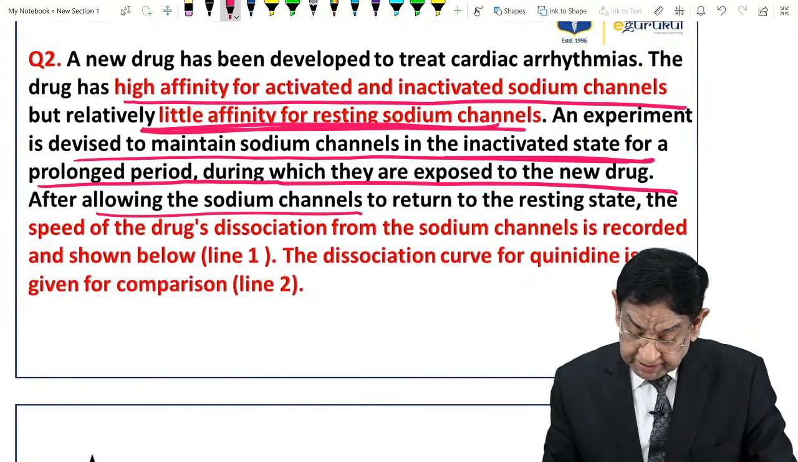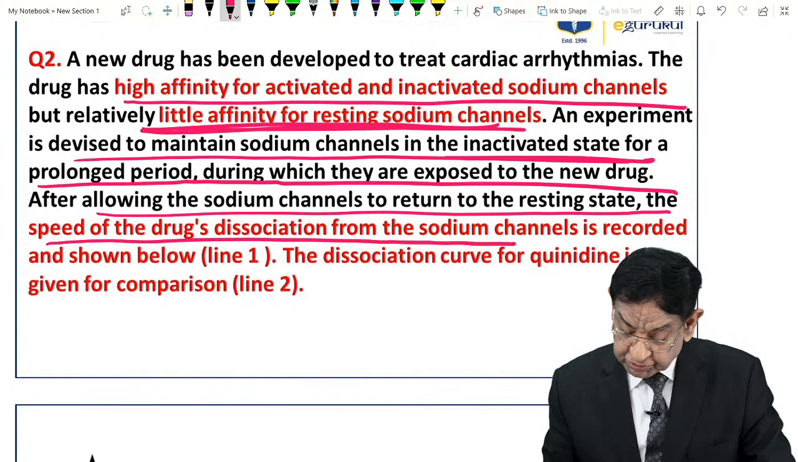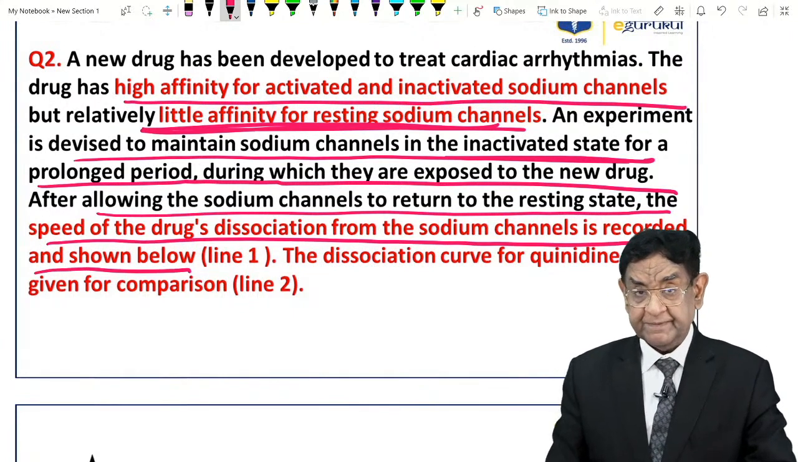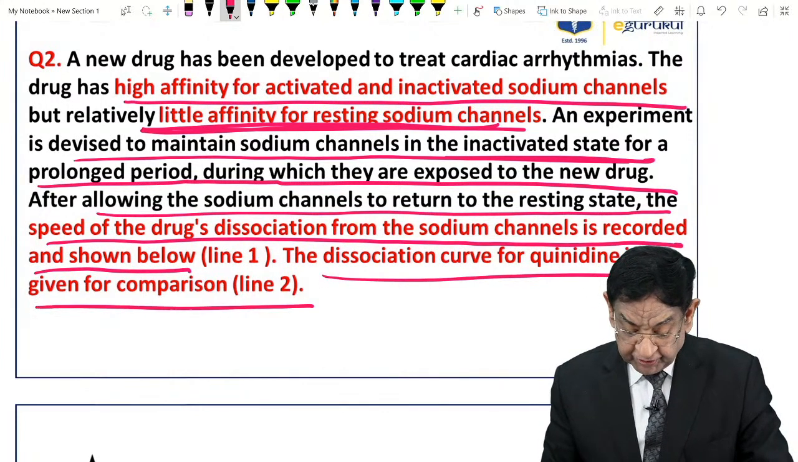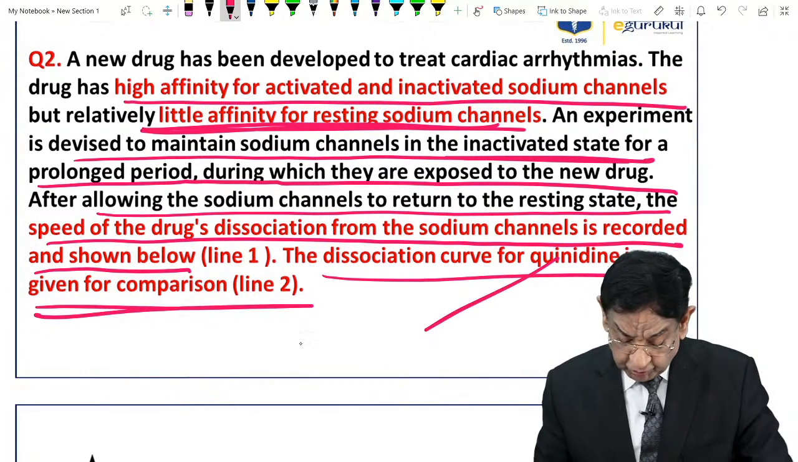After allowing the sodium channel to return to resting state, the speed of drug dissociation from the sodium channel is recorded as shown below in line 1. The dissociation curve for quinidine is given for comparison, line 2. Quinidine, we know, is a class 1A drug.